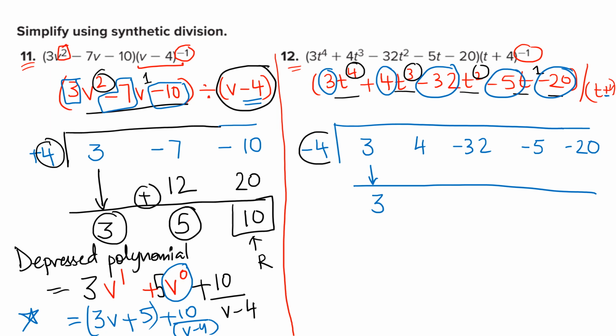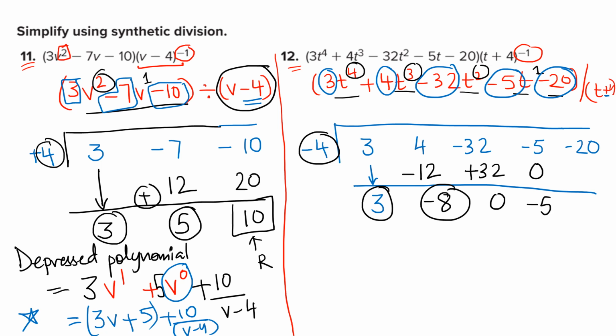So minus 4 multiplied with 3 is minus 12. Minus 12 plus 4 is minus 8. Then again minus 8 multiplied with minus 4, that's plus 32. So here you are getting a 0. Now 0 multiplied to any number is 0. So again you get minus 5. Now minus 5 multiplied with minus 4 is plus 20. So for this question, the remainder is 0, which is quite a good thing.